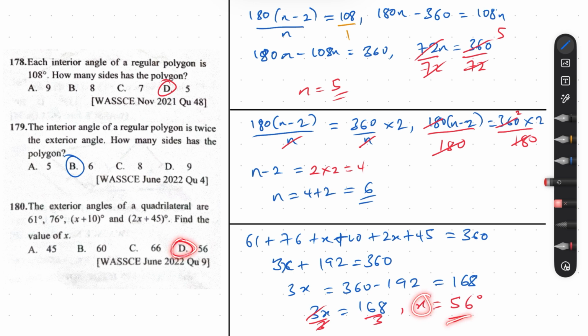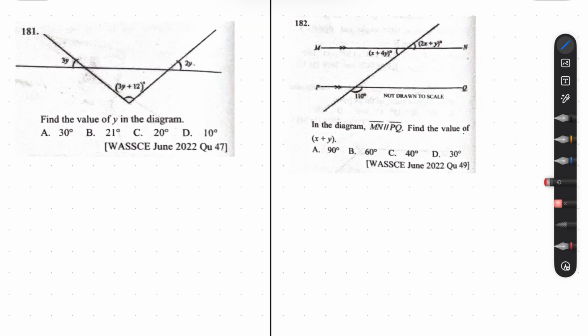Let's move on to question number 181. The question says you should find the value of y in the diagram. We have been given this angle 3y and this angle 2y, and then this angle is 3y plus 12.